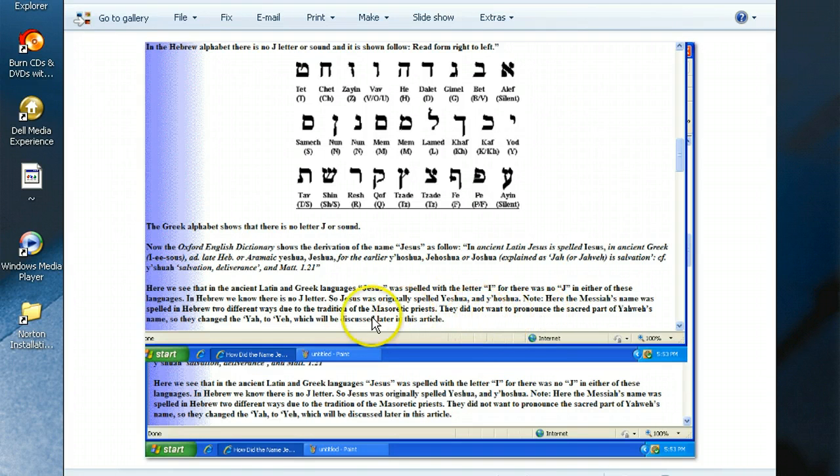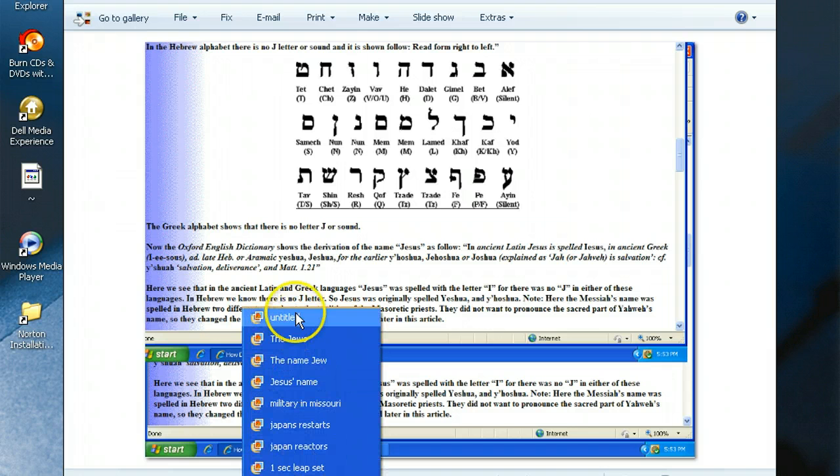And here the Messiah's name was spelled in Hebrew two different ways due to the tradition of the Masoretic priests. They did not want to pronounce the sacred part of Yahweh's name, so they changed the Yah to Yeh, which this goes on to discuss later in the article. In the ancient Latin and Greek, Jesus was spelled with the letter I, and no J. See, it's the same thing there. It's just redundant the way I captured that.